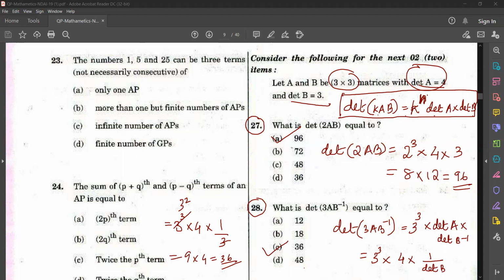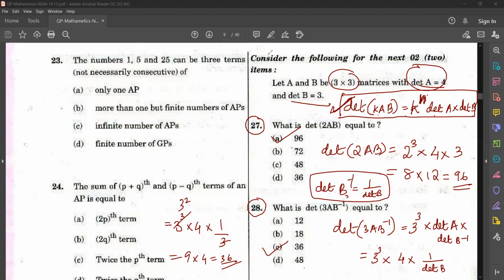So what is the takeaway from this question? One is this formula: determinant of KAB is k raised to n into determinant of A into determinant of B. The next concept is that determinant of B inverse is 1 by determinant of B. That is another takeaway from this question.